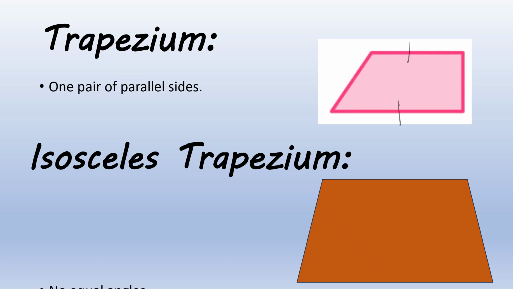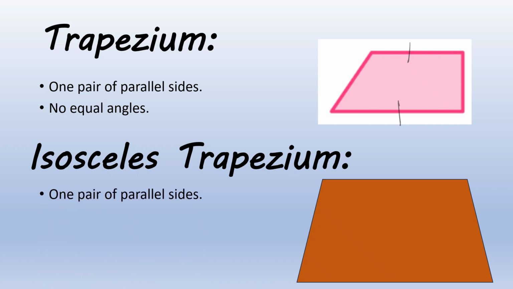Okay. Now for the normal trapezium, no angles will be equal. Here I took a different image, but in the normal trapezium all the angles will be of different measurement. Okay, all will not be of the same measurement. Now next one, isosceles trapezium. In an isosceles trapezium, there is one pair of parallel sides and one pair of equal sides.